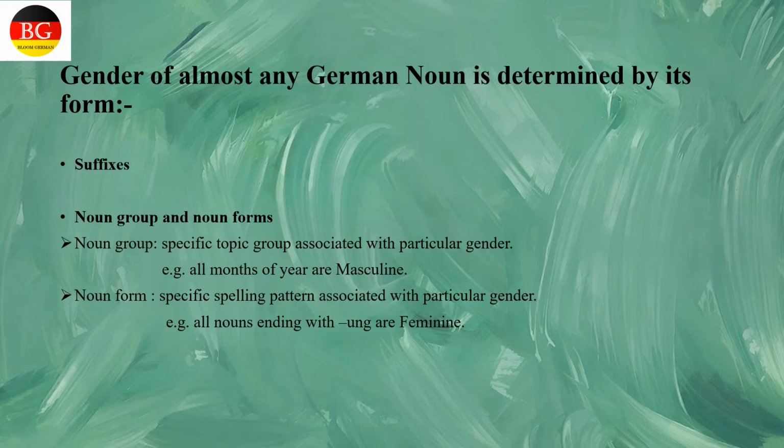The gender of almost any German noun is determined by its form. First one is suffixes, which are the little endings. Second is noun group and noun form. Noun group is a specific topic group associated with a particular gender, that is, all months of the year are masculine. Noun form is a specific spelling pattern associated with a particular gender, that is, all nouns ending with -ung are feminine. Now, keeping these two topics in mind, let's begin today's topic with noun groups.